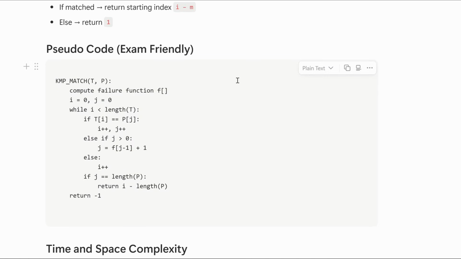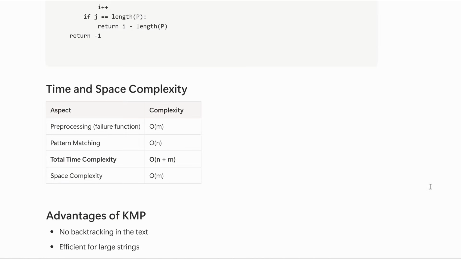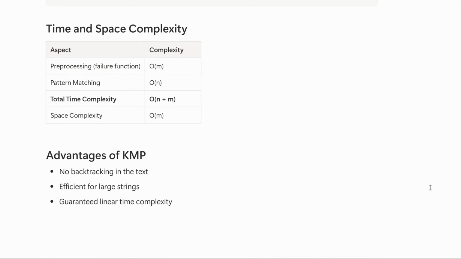And here is the pseudocode. Now let's understand the very important part of this question, which is time complexity and space complexity. Pre-processing time is O of m, matching time is O of n. Total time complexity will become O of n plus m. Space complexity is O of m. Advantages of KMP: no backtracking in text, linear time complexity, efficient for large strings, perfect replacement for naive pattern matching.